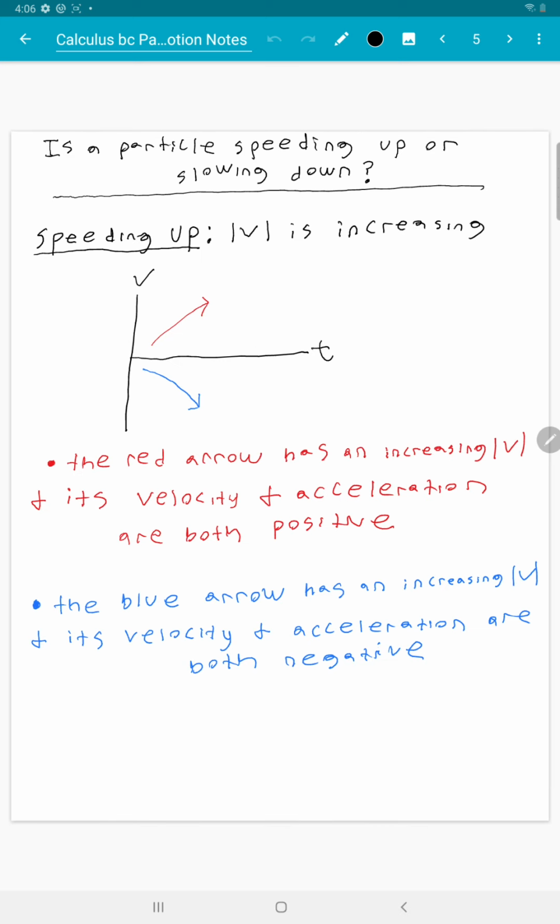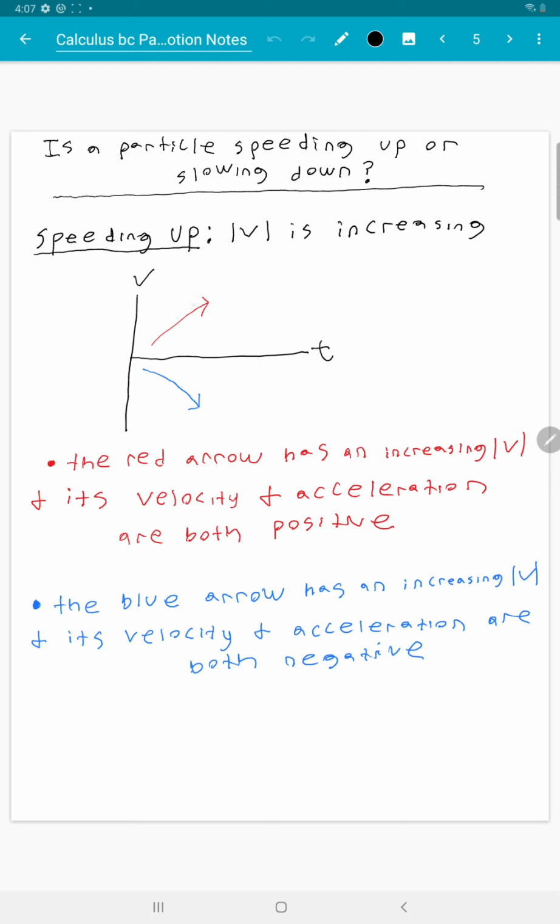Okay, so now let's think about the important question. Is a particle speeding up or slowing down? And just like when you're asking if a particle is moving to the left or right, this question is commonly on these particle motion FRQs. So a particle is speeding up when speed is increasing, or when the absolute value of velocity is increasing.